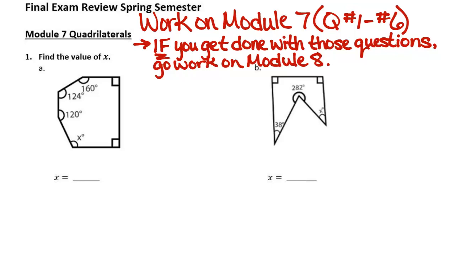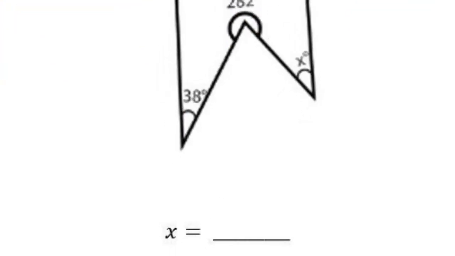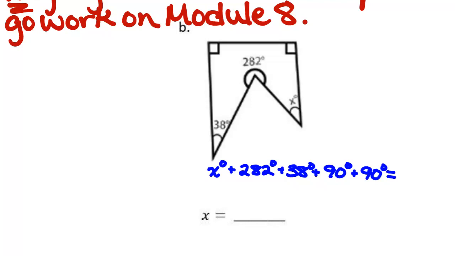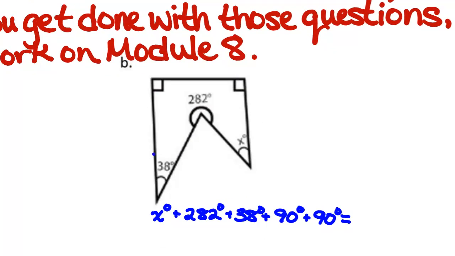So we need to figure out what x is. We're going to have to add all of the angles together. So we've got angles that are x degrees, 282 degrees, 38 degrees, and then there's two 90-degree angles. You have to include all of the angles in a polynomial. You can't just choose the ones that are labeled with numbers or only the ones that have x's in them. You have to include all of the angles.